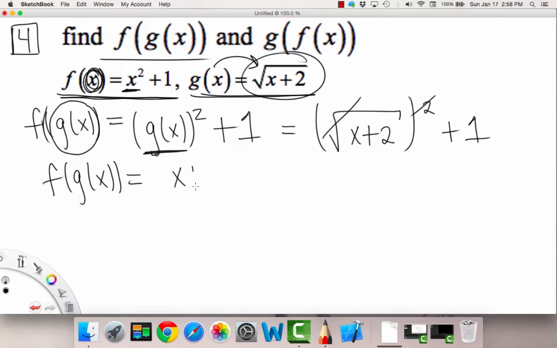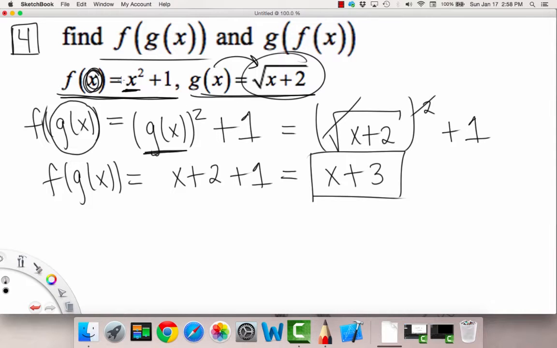Those powers cancel, so we get x plus 2 plus 1, which ultimately ends up being x plus 3, right? That looks more aesthetic and easier to deal with than, if you were to find f of g of 1, plugging in 1 into g and then plugging that result into f. Here we could just plug in a 1 directly and get an answer of 4, for example. Now let's do the other part. We're going to do the other way.